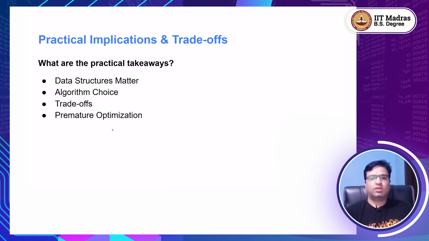Next is trade-off. Sometimes there is a trade-off between time and space efficiency. You might be able to make an algorithm faster by using more memory, or vice versa. And next is premature optimization. Don't optimize too early. Write clear, correct code first. Then, if performance is an issue, profile your code to find bottlenecks and optimize those critical parts. Readability and maintainability are also important.